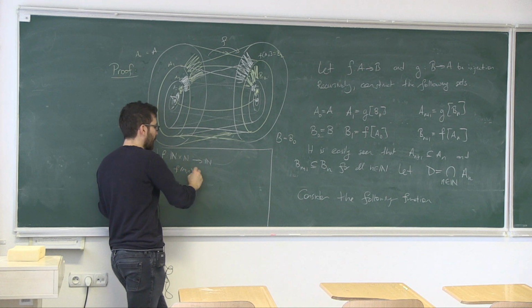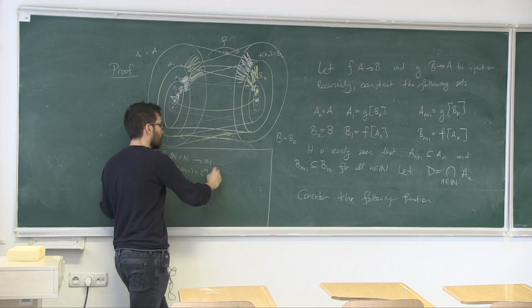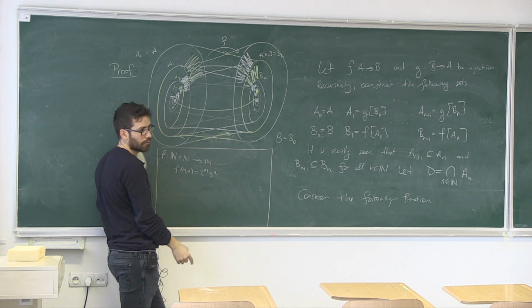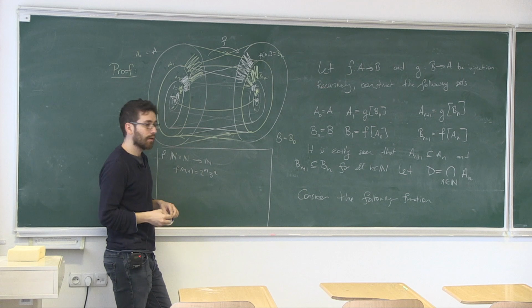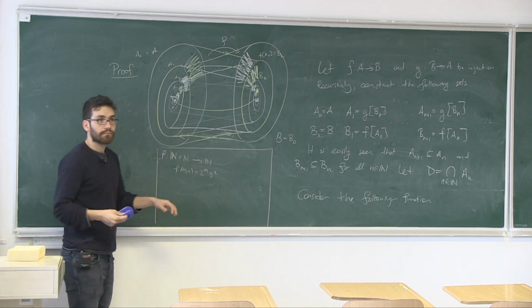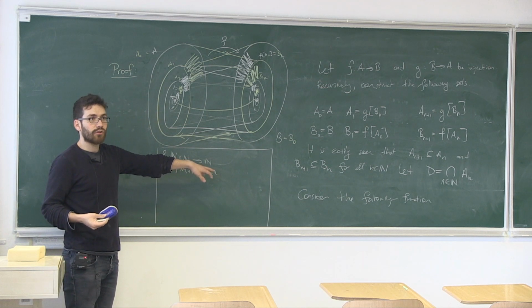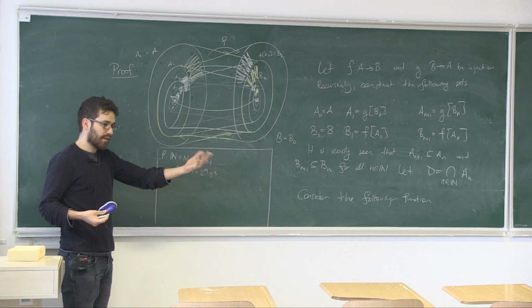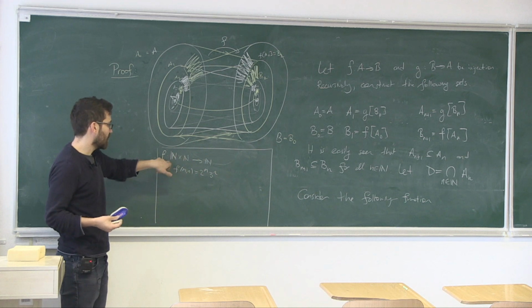Take mn, map it to 2 to the m, 3 to the n. This is an injection because of the fundamental theorem of arithmetic. Positive naturals can be uniquely expressed as a product of primes and so on. This is an injection.